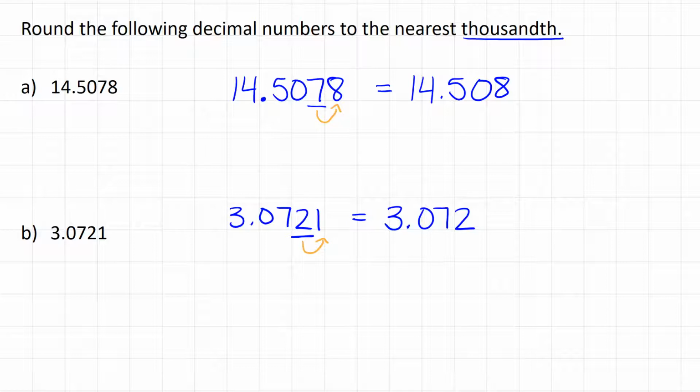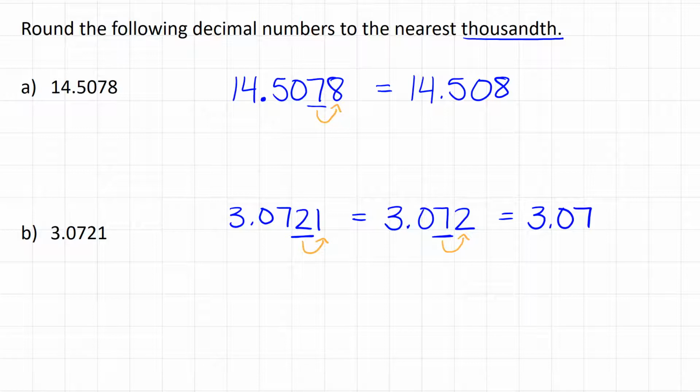Now let's, for fun, because we like to have fun in math, and math is fun, let's round the number we just got, 3.072, to the nearest hundredth. So to round to the nearest hundredth, I'd identify my hundredths place value. I'd move over and look at the number on the right, and I notice that it's less than 5, so if I were rounding this to the nearest hundredth, the number would just stay the same in the hundredths place value, 3.07.